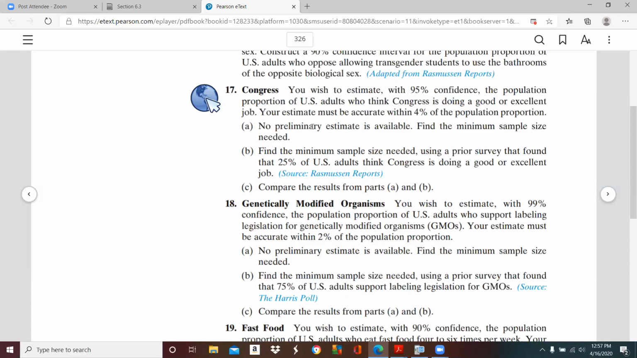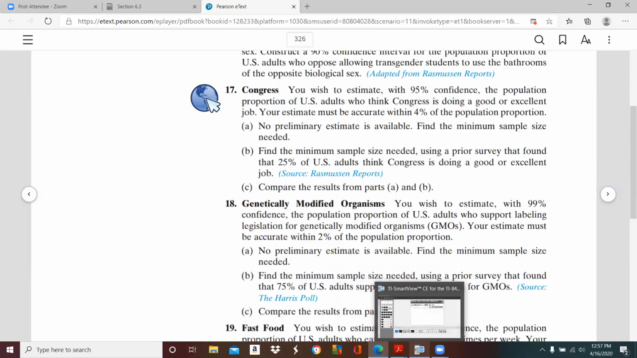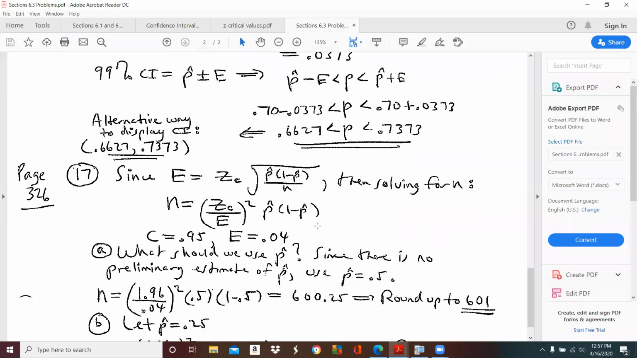All right. They're also saying in part A, there's no preliminary estimate for p hat. Okay. Well, the question is, what do you do? Well, if you remember from Tuesday, we did mention this. If there's no estimate for p hat and we want to find the minimum sample size, we use 0.5 for p hat, which also means that 1 minus p hat is also 0.5. So if there's no preliminary estimate for p hat, we use 0.5.